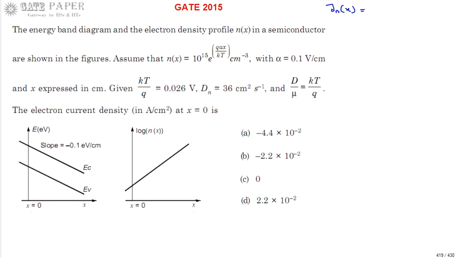The second one is diffusion current density. Diffusion current density is possible only when there is non-uniformity in the doping concentration. Now, if you check this question, you don't find any external voltage application, so there is no drift current density present.